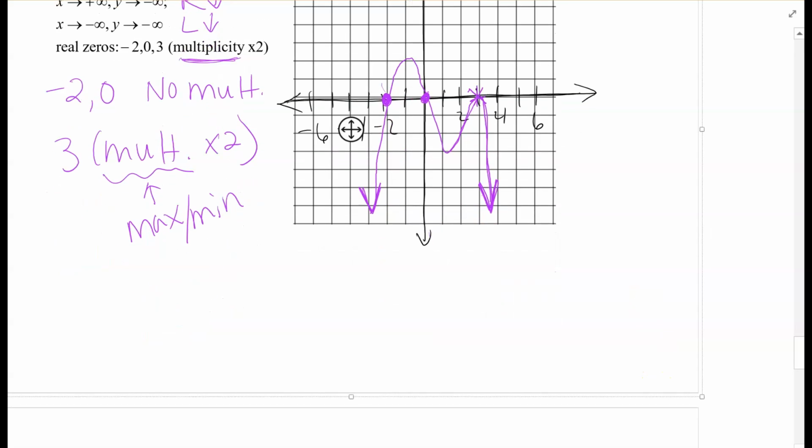No multiplicity, you cross the x-axis. Multiplicity, you do not cross the x-axis. It creates a max or a minimum.